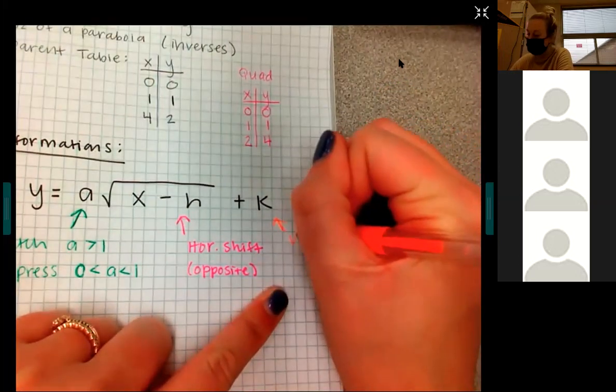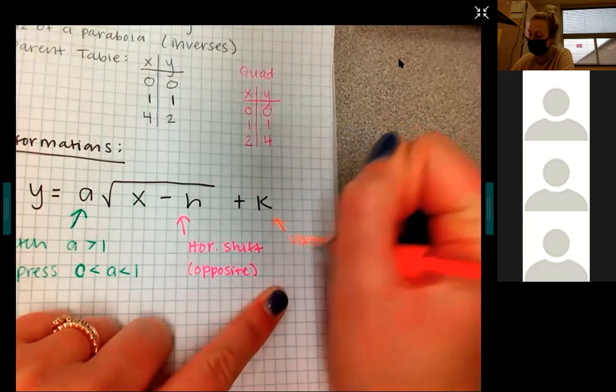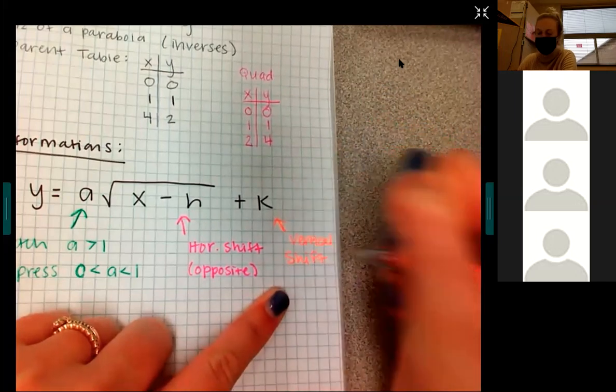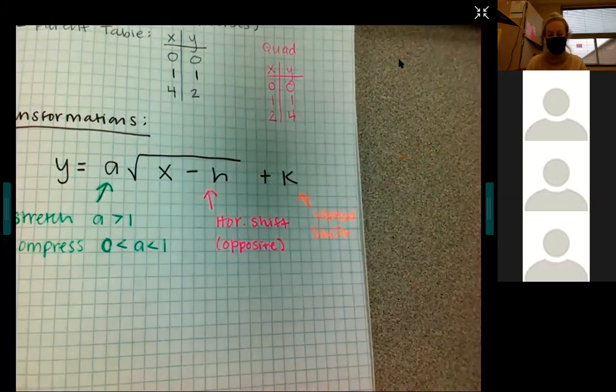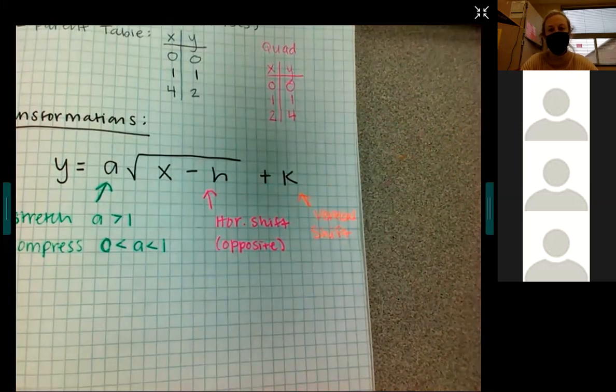The vertical shift. Good. Vertical shift. And does the vertical shift do the opposite? No, it'll do whatever it says. Very good, y'all. I'm going to give y'all a second to get that copied down.